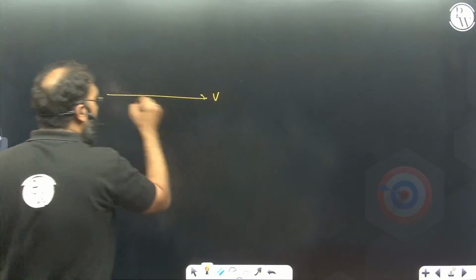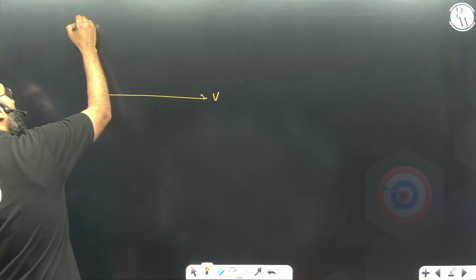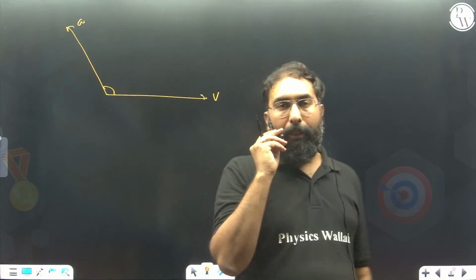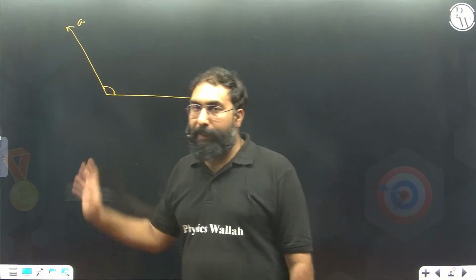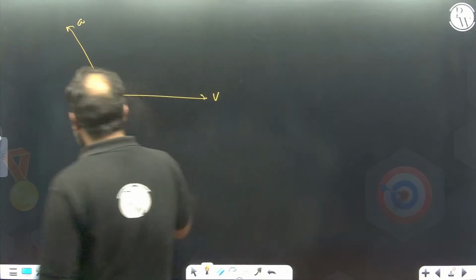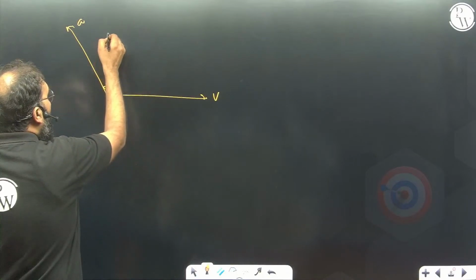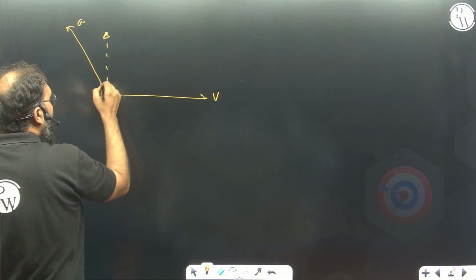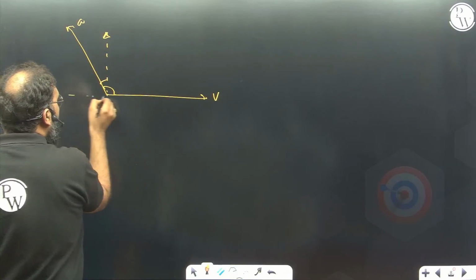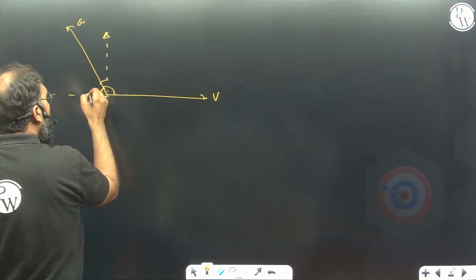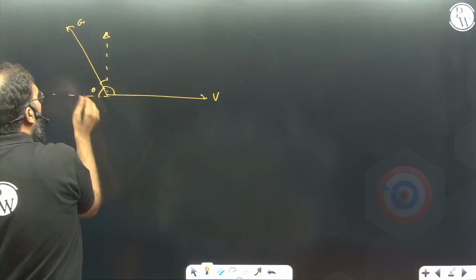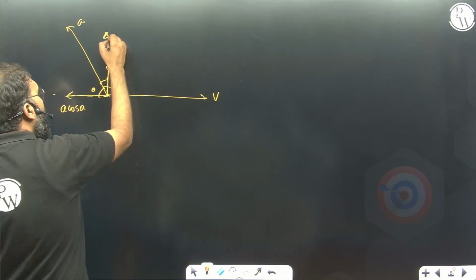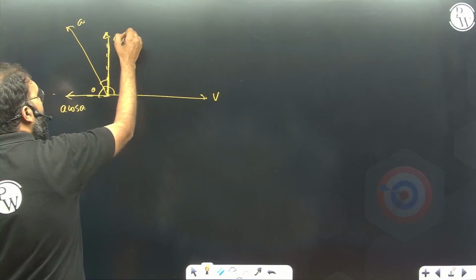This is the velocity vector and this is acceleration, right? So velocity and acceleration make an angle of greater than 90 degrees, so it is an obtuse angle. Again I'll do the same thing: I'll take a component which is perpendicular to velocity. Let's say this angle is theta. So one component of A is here, A cos theta, and one component is here, let's say this is A sin theta.